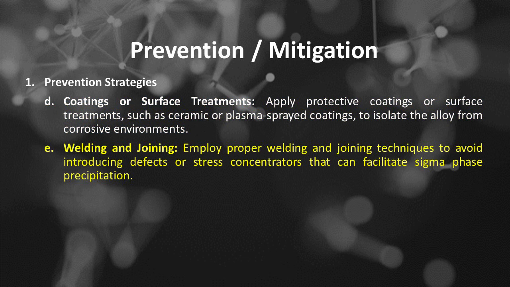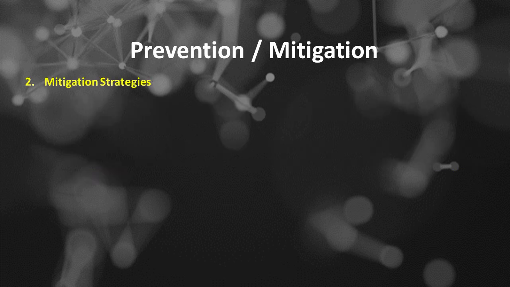The fifth is welding and joining. Employ proper welding and joining techniques to avoid introducing defects or stress concentrators that can facilitate sigma phase precipitation. There are numerous mitigation strategies that could be considered in case of sigma phase embrittlement.